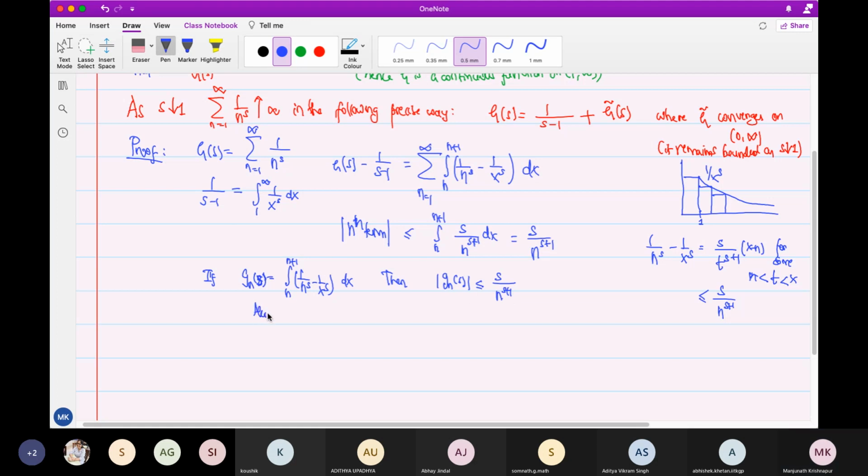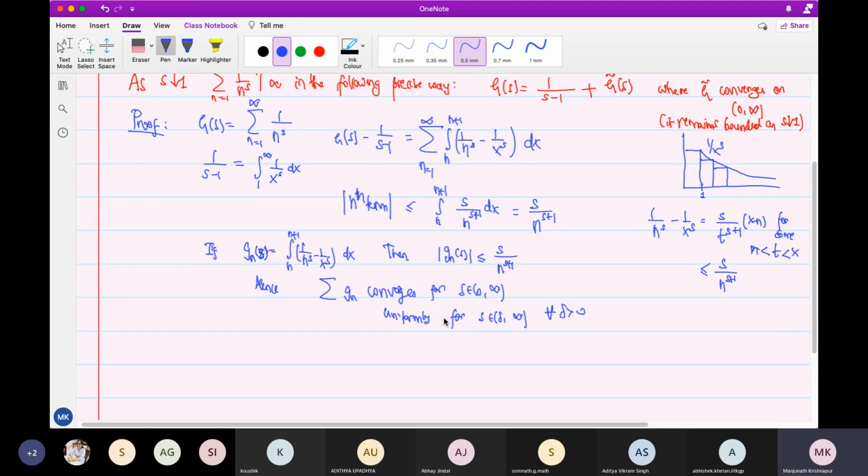Hence, this is not uniform, it's a bound. Hence, summation Gn converges for s in 0 to infinity and uniformly for s in delta to infinity for all delta positive. Okay, so 1 by n to the s plus 1 will converge like that. So that's the proof.